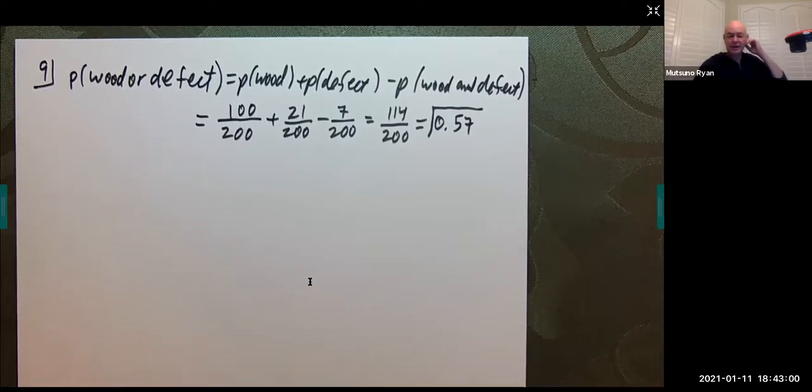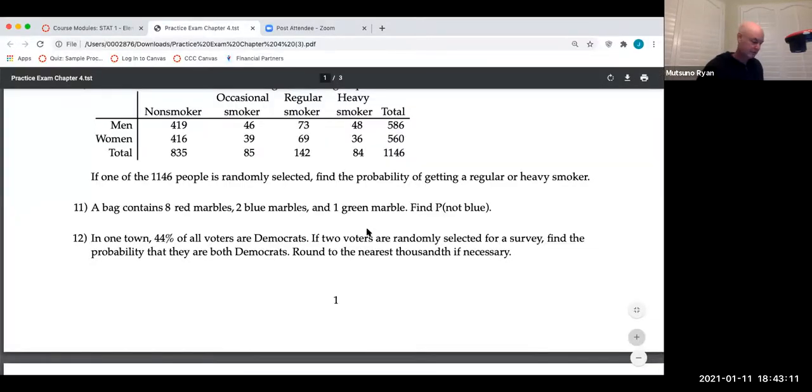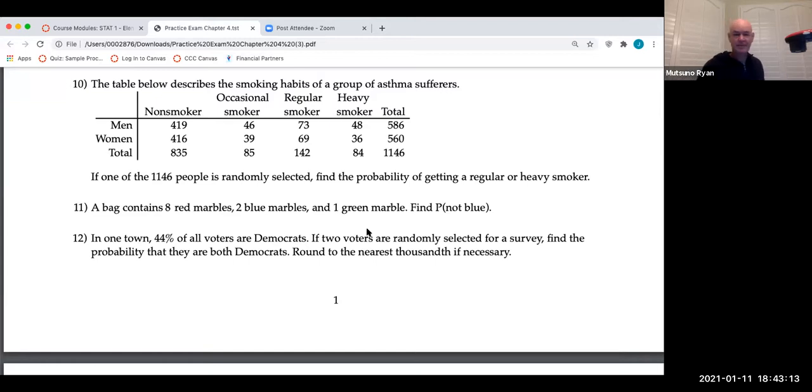Number 10, we're back to that same table. Actually, it's a little bit different. The numbers are different in this case. I can show it to you real quick. So here we are at number 10. And same scenario, we have non-smoker, occasional, regular, and heavy smokers, and then we have the difference between men and women. And here they want to know, find the probability of getting a regular or a heavy smoker. Now, notice the regular and heavy smoker, these are what are called mutually exclusive, meaning these two categories have nothing to do with each other. So this makes it very easy. Let me switch screens back.